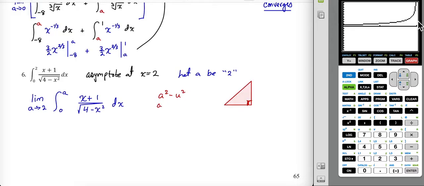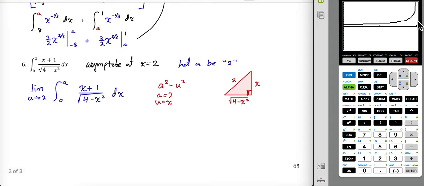The a is equal to 2, the u is equal to x. If I want to manufacture that exponent there, I would want to have the x here and the 2 here, giving me 4 minus x squared as the missing side. All right. So then, and really this is just going to determine whether or not I want to split that fraction up. We'll see in a minute.